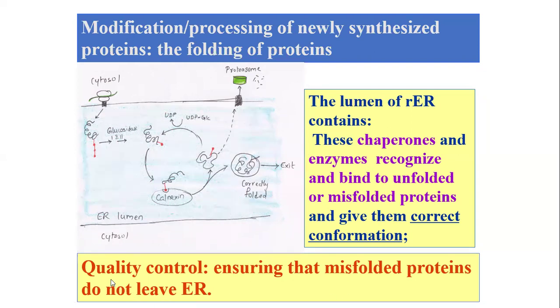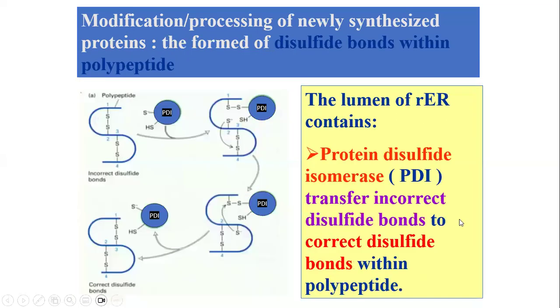In this way, the endoplasmic reticulum plays a role in quality control, ensuring that only properly folded proteins are allowed to leave the endoplasmic reticulum. The next type of modification or processing that takes place in the endoplasmic reticulum is formation of disulfide bonds within the polypeptides. These disulfide bonds can be intra-chain, that is formed within a single polypeptide chain, or they can also be interchain, wherein they are involved in formation of dimers and tetramer-like structures.